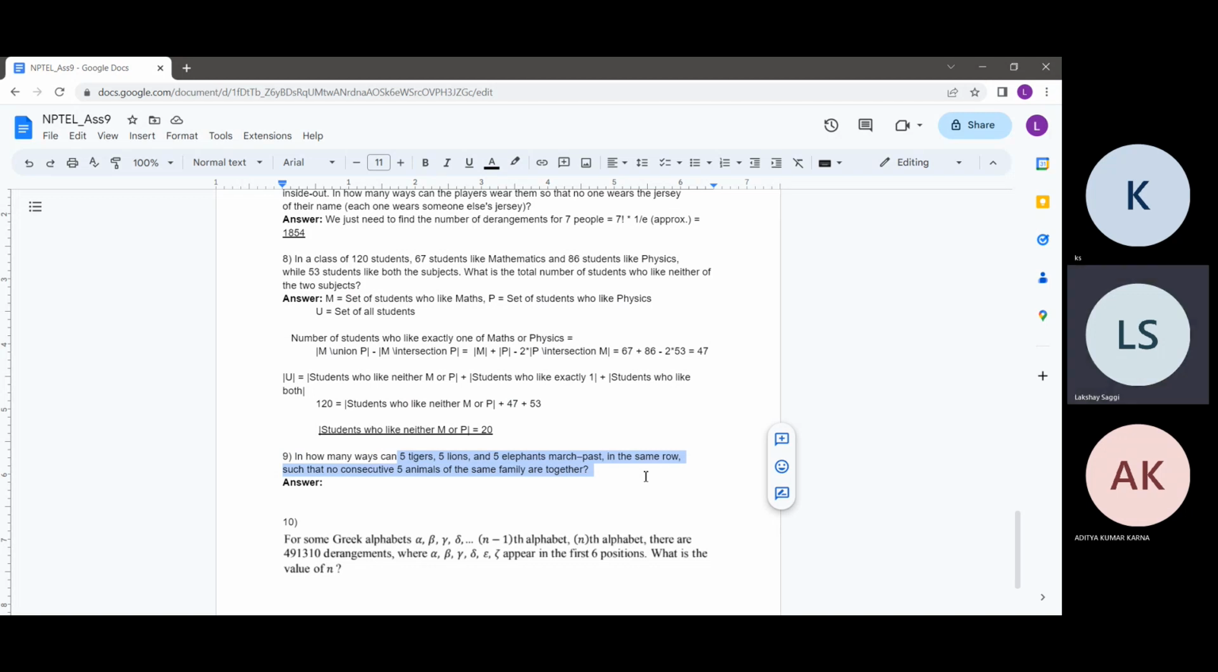So again, it's a question based on principle of inclusion and exclusion, and what it's asking us is that there are five tigers, five lions, and five elephants. All are moving in a line. Let's say march past is in a line. So such that no consecutive five animals of the same family are together. So what we want is neither all five tigers should be together, all five lions should not be together, and all five elephants should also not be together, right?